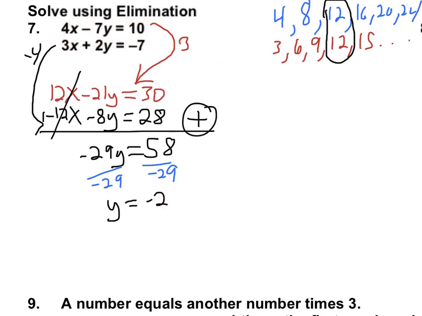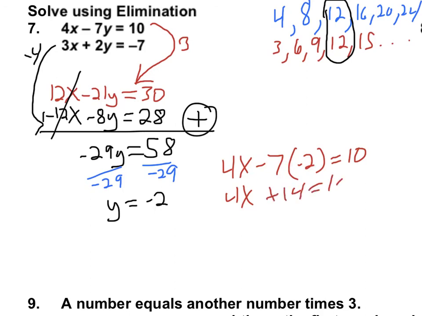So I'll just go ahead and plug this into the first one. So I'll have 4x minus 7, but instead of writing y, I'm going to write negative 2, and that equals 10. And now I just need to solve this. Alright, I have negative 7 times negative 2. Negative 7 times negative 2 is positive 14. And then I'll subtract 14 from both sides.